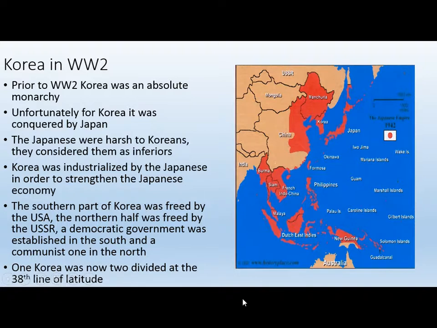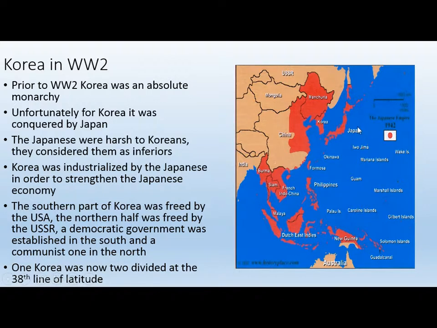So, prior to World War II, Korea was an absolute monarchy. So it had a king or queen that made all of the rules. Fortunately for Korea, it was one of the very first places conquered by Japan at the beginning of World War II. What most people do not realize is that World War II technically started before the Nazis invaded Poland. It started with Japanese aggression in Asia. So Korea was one of the very first places conquered by Japan.